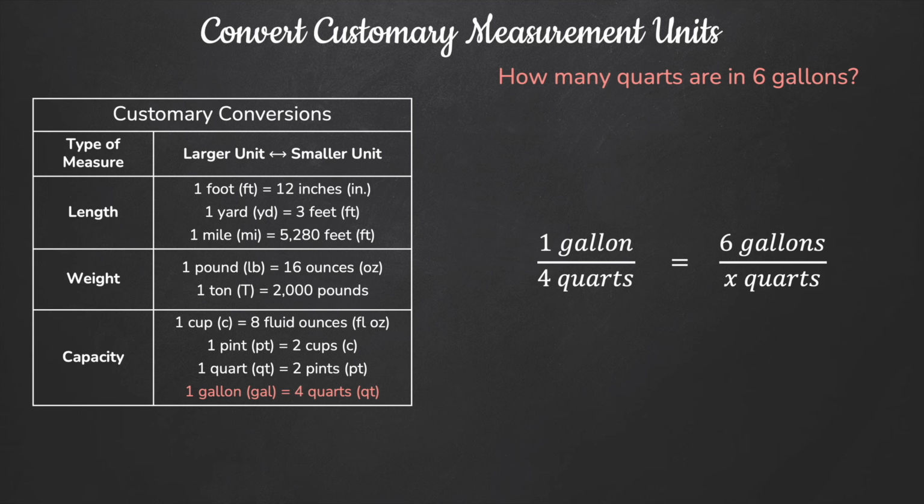So what we're going to do is multiply the two numbers that are diagonal from each other, which are 4 and 6, and 4 times 6 is equal to 24. Then we're going to divide by the third number, which is 1. So 24 divided by 1 is equal to 24. So that means that there are 24 quarts in 6 gallons.